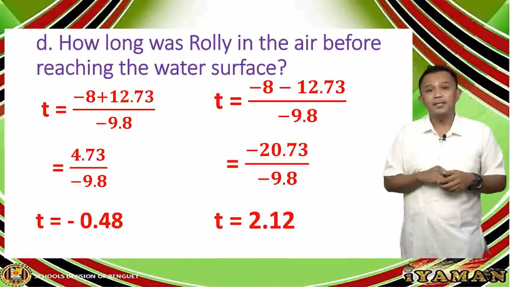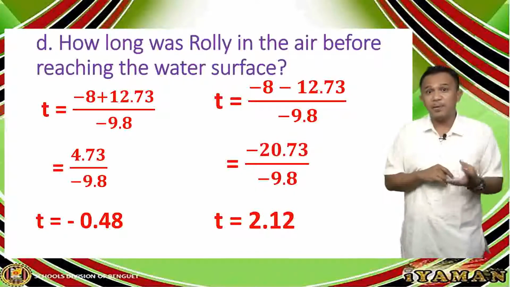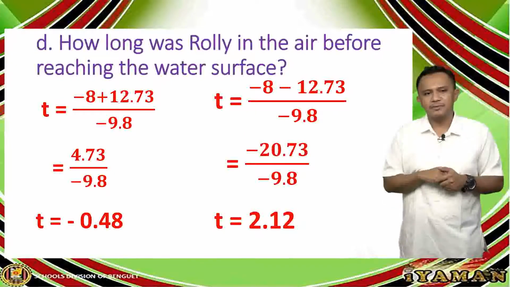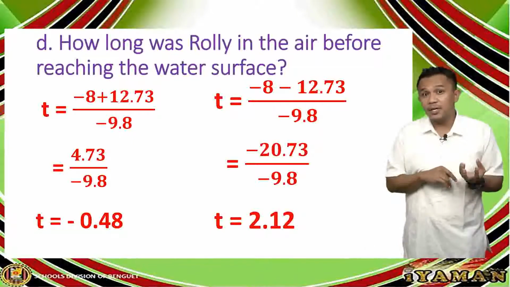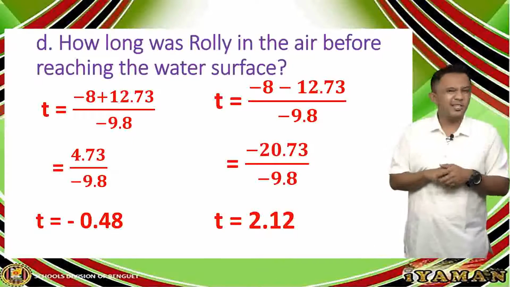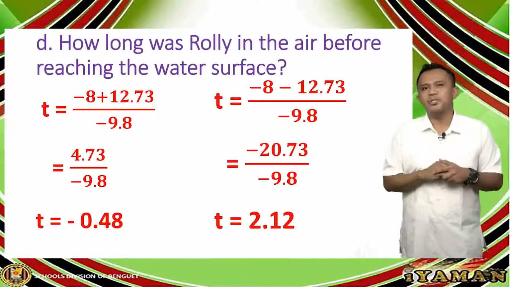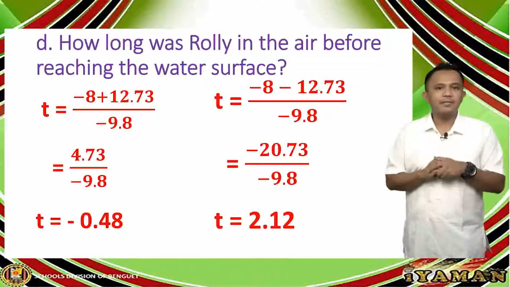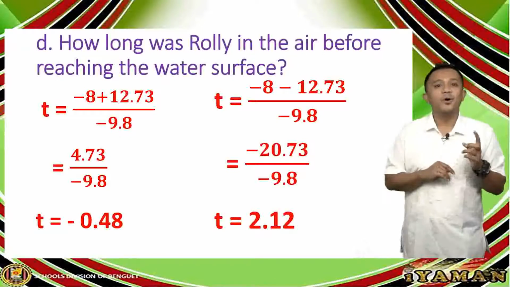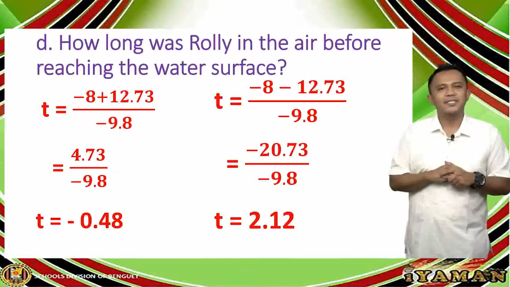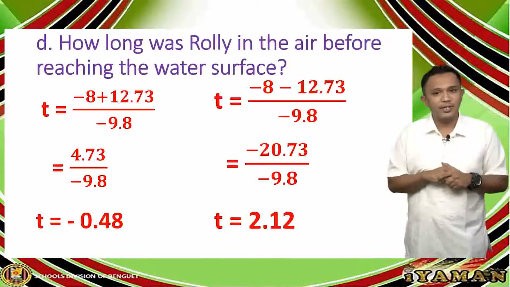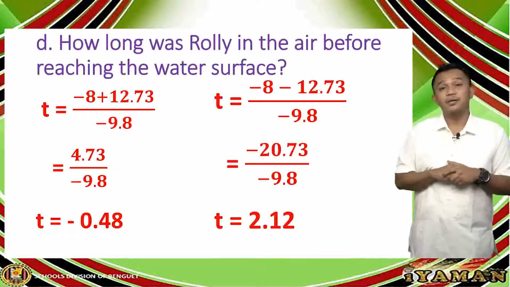We can have t is equal to negative 8 if we consider first the plus operation, plus 12.73 all over negative 9.8. So that would give us 4.73 over negative 9.8, and it will give us a value of negative 0.48. The other one, if we consider the minus operation, that would give us negative 8 minus 12.73 all over negative 9.8. And that will become negative 20.73 over negative 9.8. And it would give us a value of 2.12.